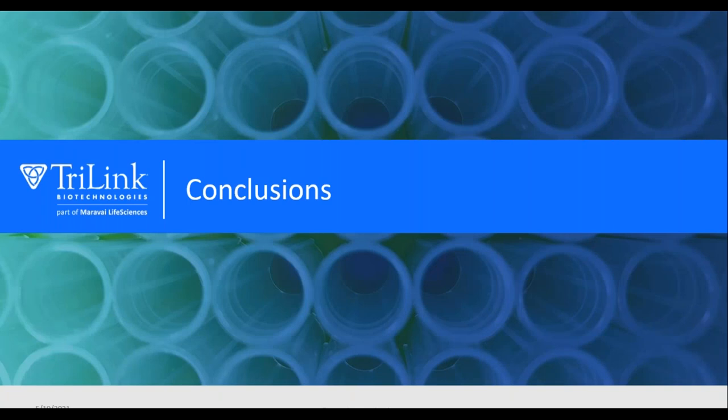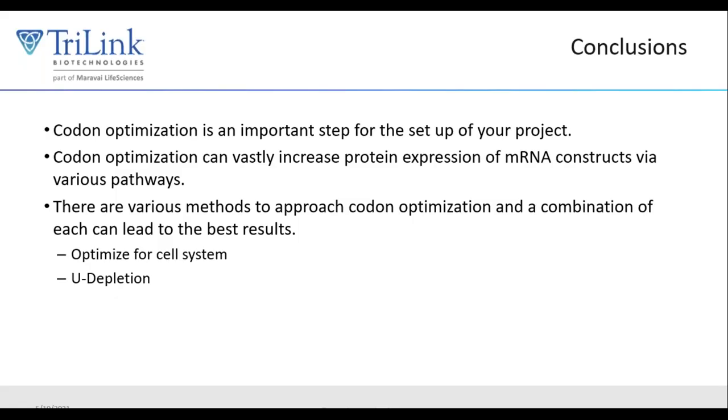Okay, so we can go over some of the main takeaways here. These are my conclusions and some of the things that I would definitely have you thinking about when you're setting up your mRNA projects. The first is codon optimization. I really want to reiterate this because we've seen it before where you get to the end of your project and you're not seeing any protein expression, but this is an important step to consider when you're designing your sequence.